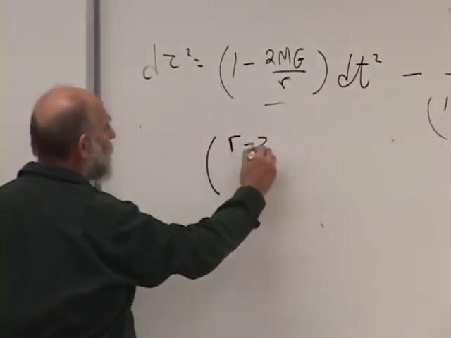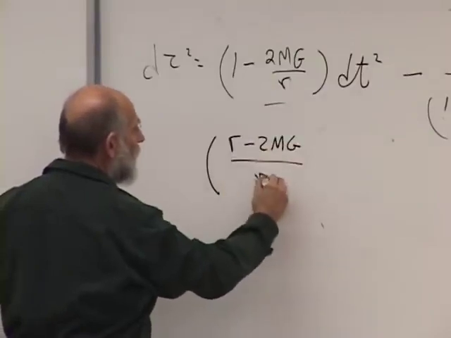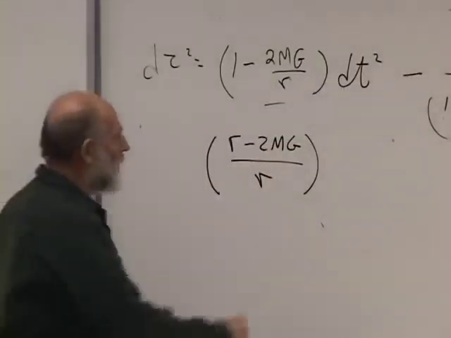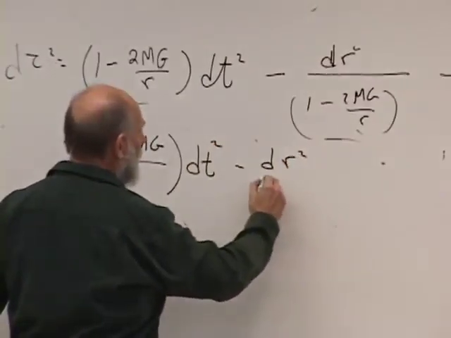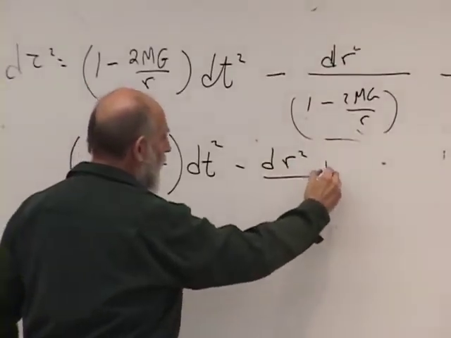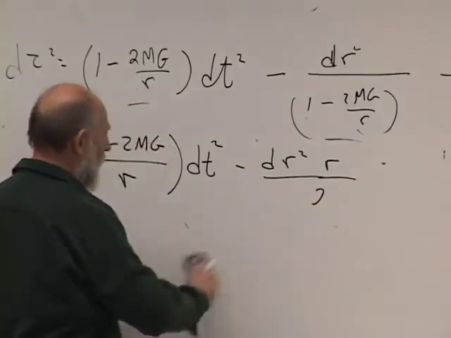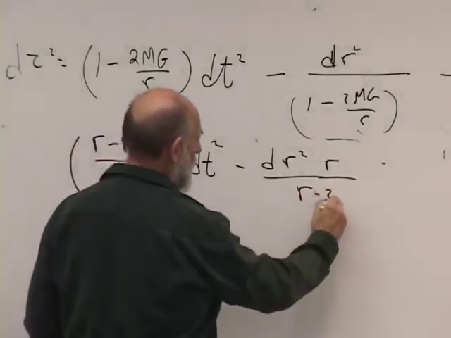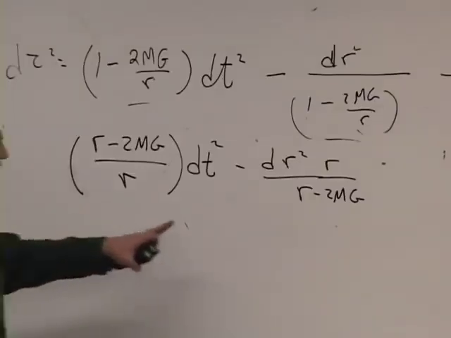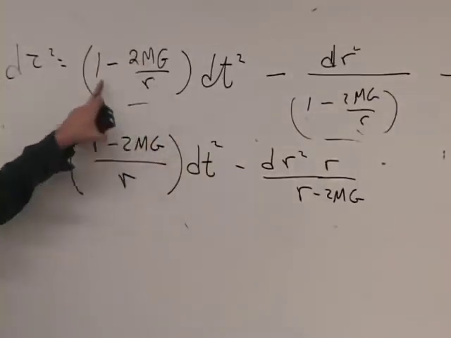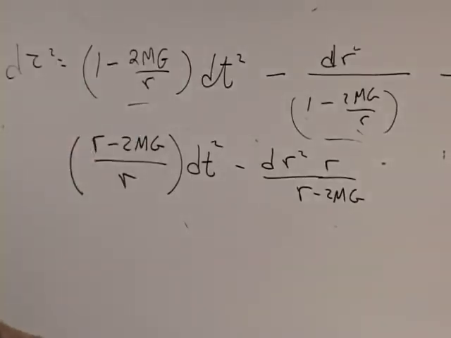Let's rewrite this. This is (r minus 2mg) over r times dt squared, minus dr squared multiplied by r divided by (r minus 2mg). I've done nothing. Forget the r squared; we'll do something with the r squared, the omega squared, in a minute. All I've done was write 1 minus 2mg over r as (r minus 2mg) over r. That's nothing at all. And now I'm interested in the vicinity of the horizon, r very close to 2mg.